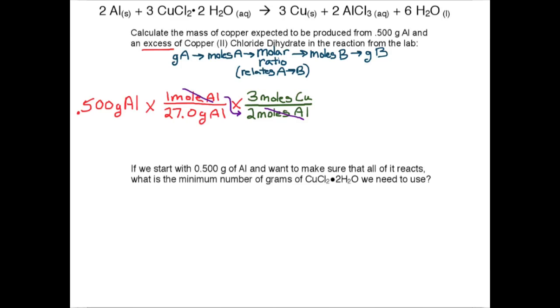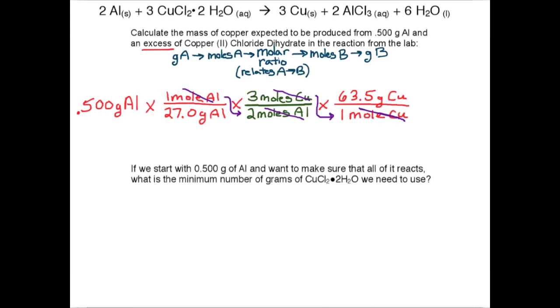Our final step is to convert the number of moles of copper that we have into the number of grams of copper. So again, we'll use the molar mass. In this case, we're going to put units of moles of copper on the bottom so they can cancel out, and then we'll put grams of copper on the top.